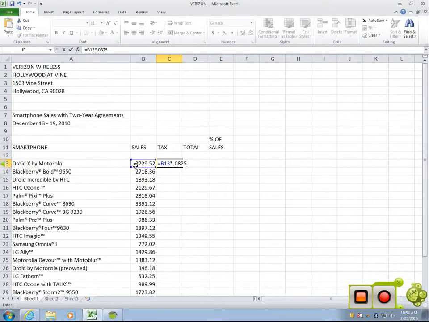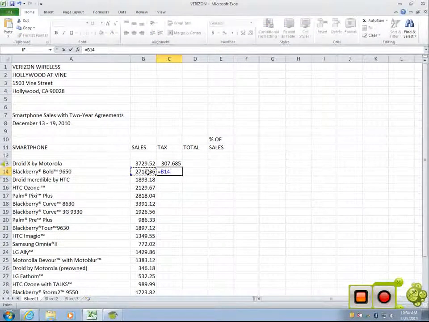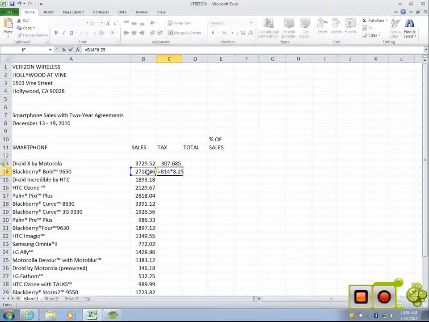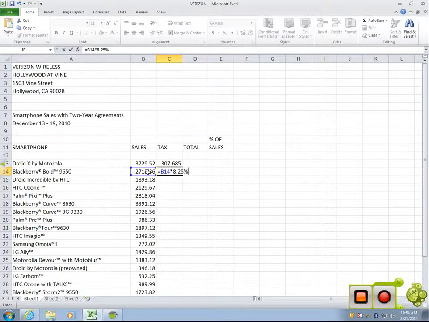0.0825. Some of you were making mistakes on the last assignment that I graded. You were putting 0.00825 or 0.825. That would be 82.5%. So it's 0.0825. And then if you want to use the percent sign for it, you can say equals the sales tax times 8.25, but you have to put that percent sign. If you don't put that percent sign, it's going to multiply it 8.25 times. So if you're going to do it that way, you have to put the percent sign in it. Do you guys understand that?